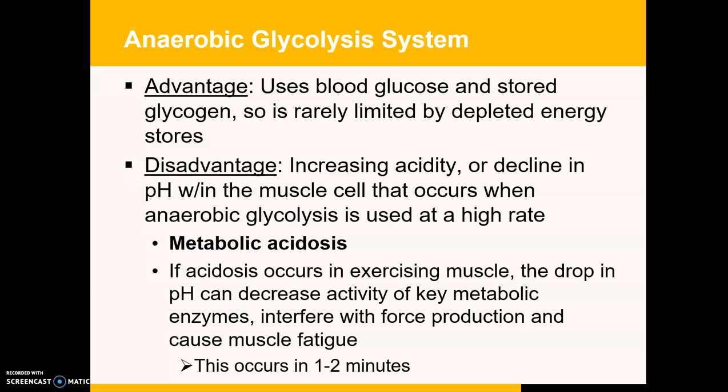There is a decline in pH within the muscle cells that occurs when anaerobic glycolysis is used at a high rate, as occurs during moderately high to high intensity exercise. Because the acidity is a result of a very high rate of metabolism, it is referred to as a metabolic acidosis. If this acidosis occurs in exercising muscle, the drop in pH can result in decreased activity of key metabolic enzymes and can interfere directly with the process of force production, resulting in muscle fatigue.